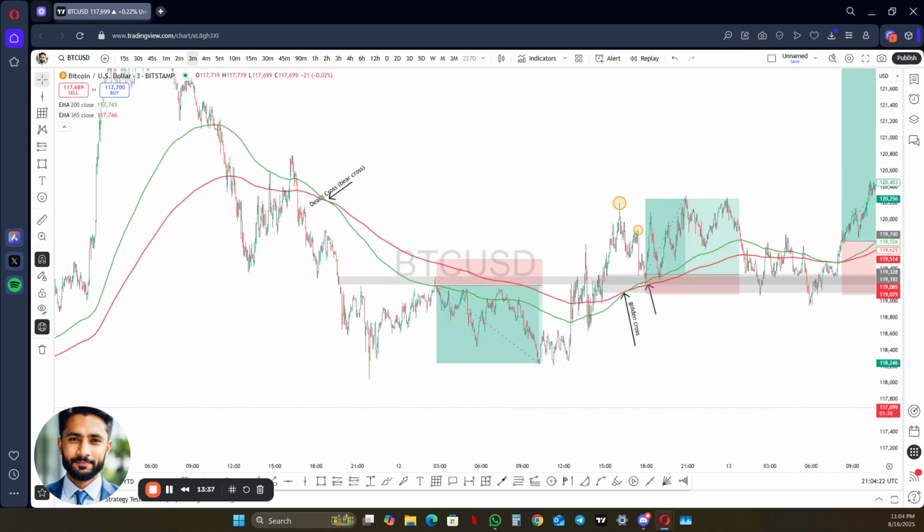Simple as that. This strategy isn't foolproof. No strategy is, but combining the power of EMA 200 and EMA 365 golden cross or death cross with the strategy that you are already using, this will give you smart retest entries, proper risk management, and high probability trades. Backtest this and always know your risk. Don't trade without a stop loss.